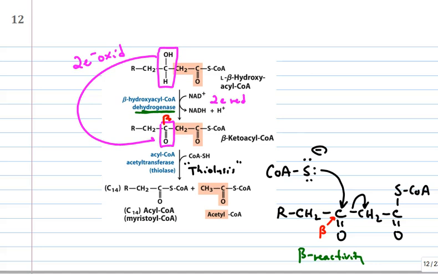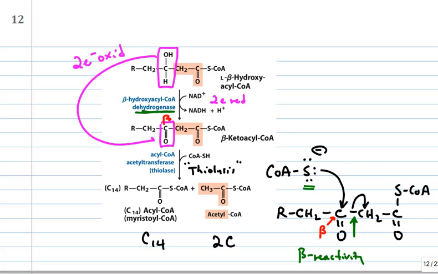We now, after thiolysis, and thiolysis is we're breaking this bond right here with a sulfur. That's why it's called thiolysis. But we needed the beta carbon to be more reactive than it was at the beginning of this process, and it is. So what do we have? We have a C14 fatty acyl-CoA, and we have a 2-carbon derivative, acetyl-CoA, that can go into the citric acid cycle, and that's what we wanted.